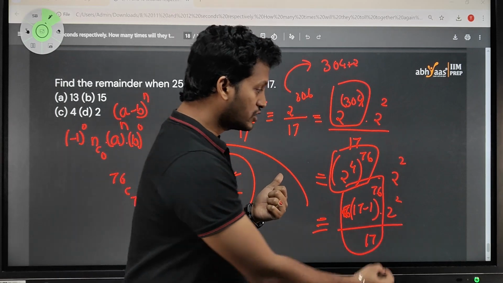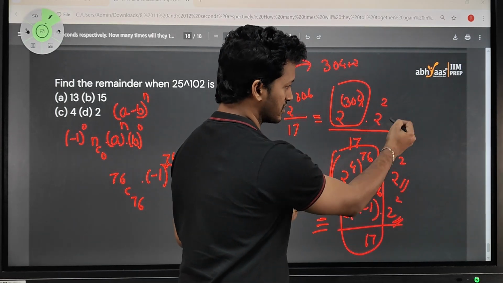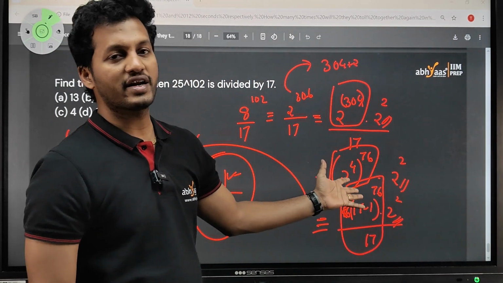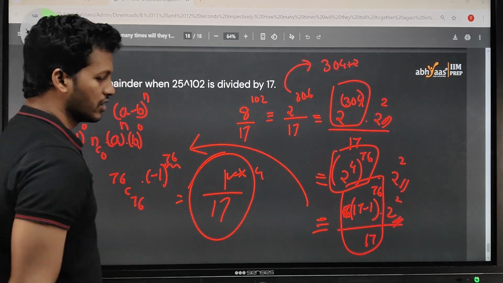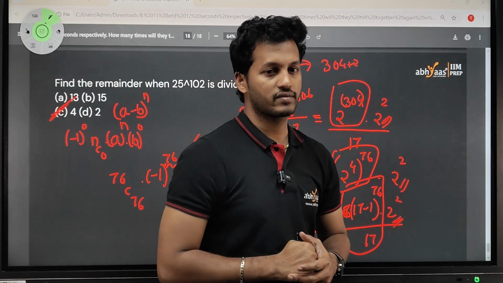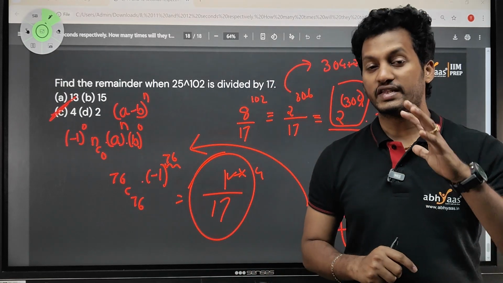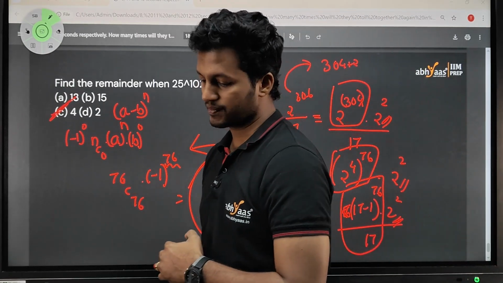But I left 2 square, right? Don't forget about this. That has to be multiplied now. So 1 into 4, the answer will be 4. Okay, the remainder is 4. I hope you understood this method of binomial expansion theorem.